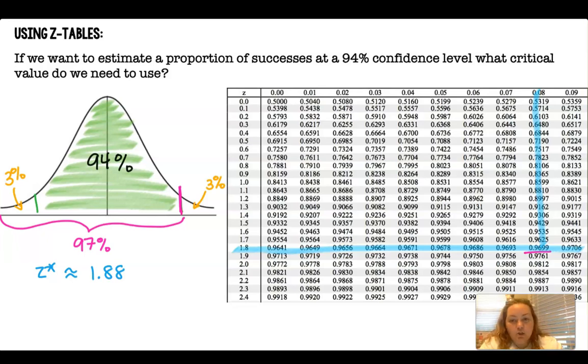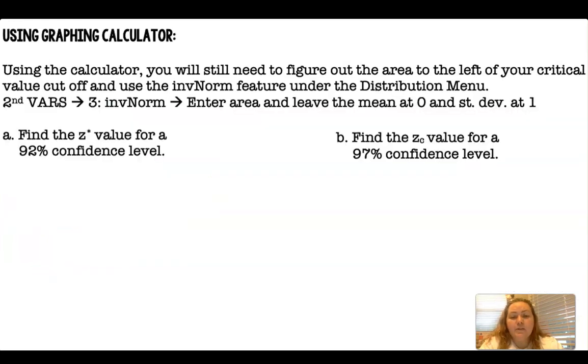All right. I could also use the calculator to solve this. In this example, we're going to use the graphing calculator. So using the calculator, you will still need to figure out the area to the left of the critical value cutoff and use the inverse norm feature under the distribution menu. So you're going to hit second vars, which is your distributions. Then you're going to go to inverse norm, and you're going to enter the area and leave the mean as 0 and the standard deviation as 1. It's because you're getting the standardized values.